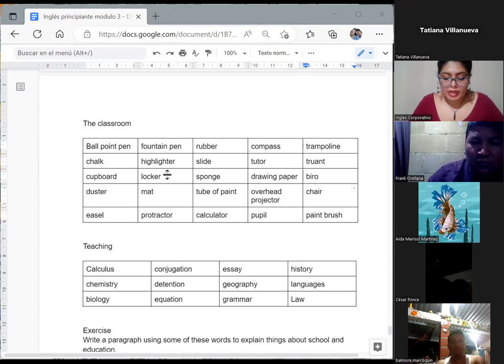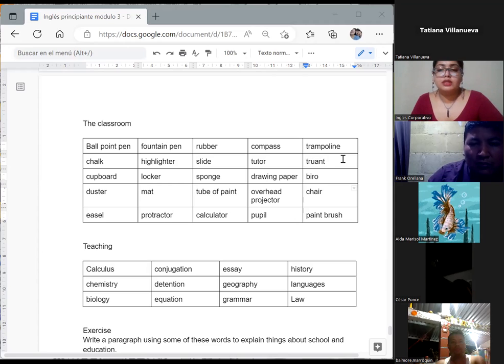Then we have chemistry, que es química, biology, que es biología, conjugation, que es la conjugación, detention, que es la detención, cuando se portan mal, no cumplen con sus tareas y todo eso, equation, que es una ecuación, essay, que es un ensayo, geography, que es geografía, grammar, gramática, history, historia, languages, es idiomas, and law, que es leyes. So, those are the vocabularies or the words that we have for the education school-related word list.